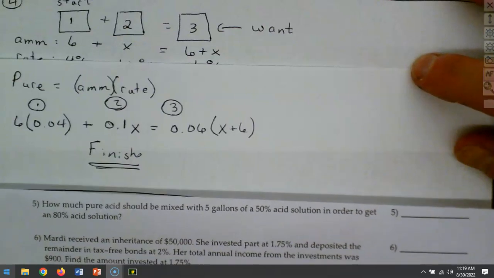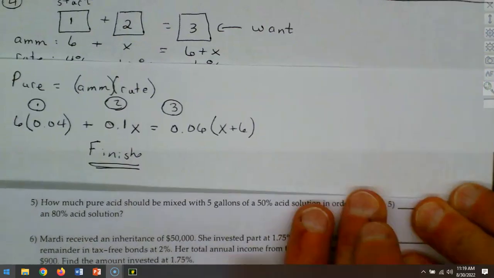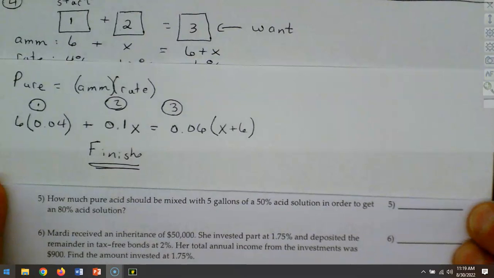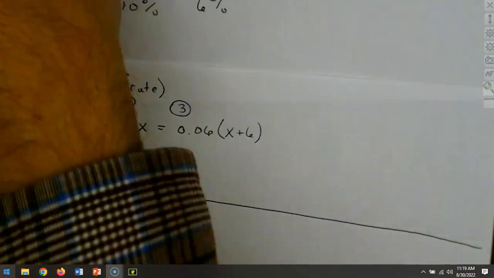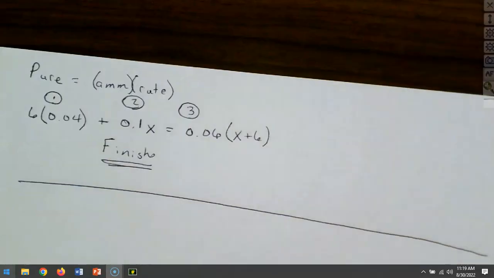So question 5 says, how much pure acid should be mixed with 5 gallons of a 50% acid solution to get an 80%? Now, what do we know about pure acid? What's the concentration of pure acid? That's going to be 100. So when we write that pure, we're going to label that with 100%.